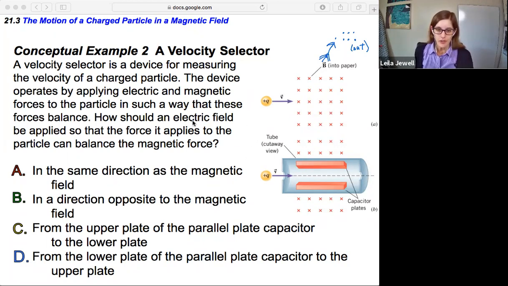If we want to figure out the direction of the electric field, we need to first figure out the direction of the magnetic force. So if the charged particle is just entering a magnetic field, if we forget the electric field for a moment, where it's going into the page, how can we figure out the direction of the magnetic force? That's where we have our right-hand rule.